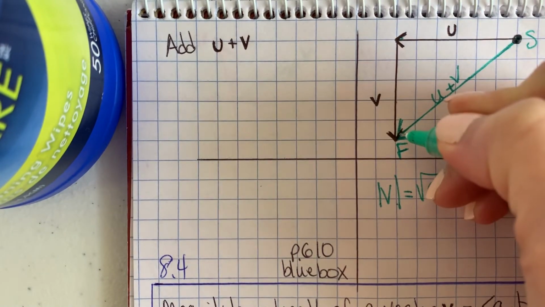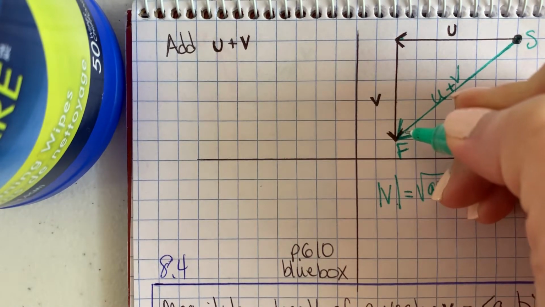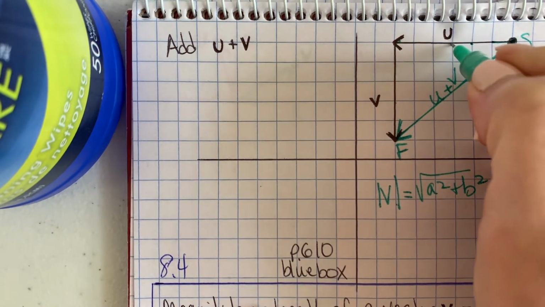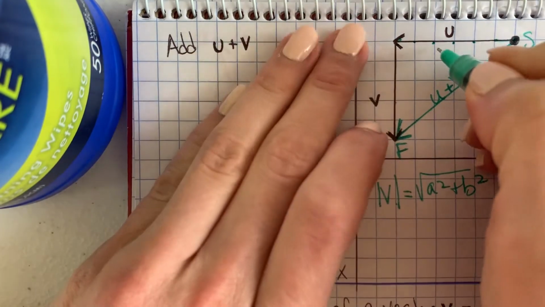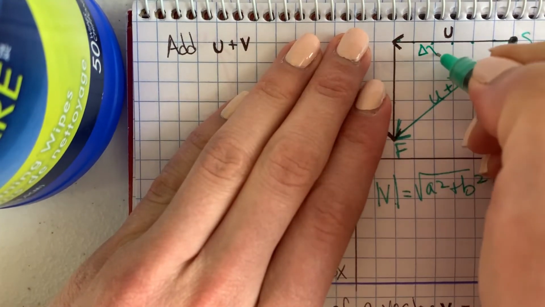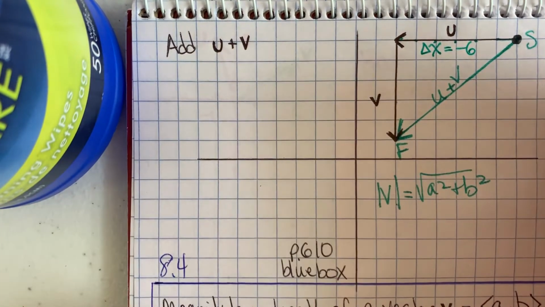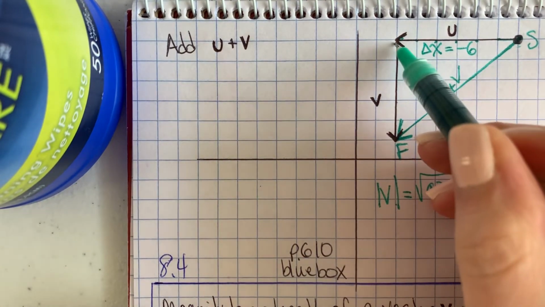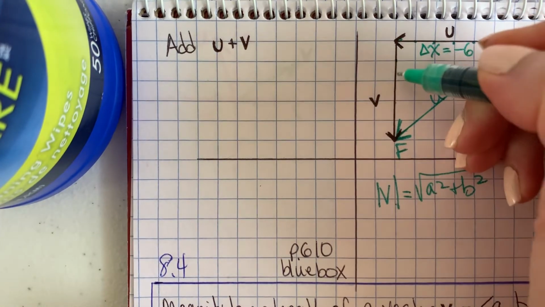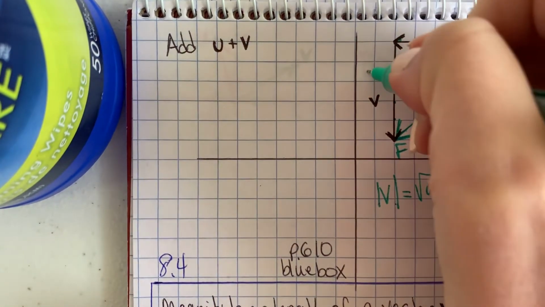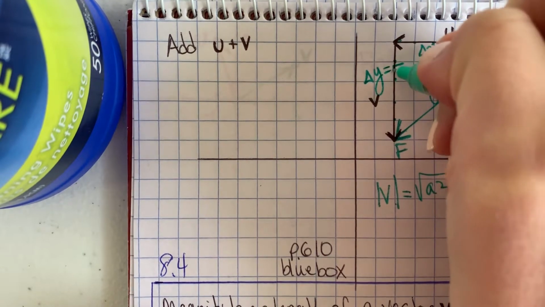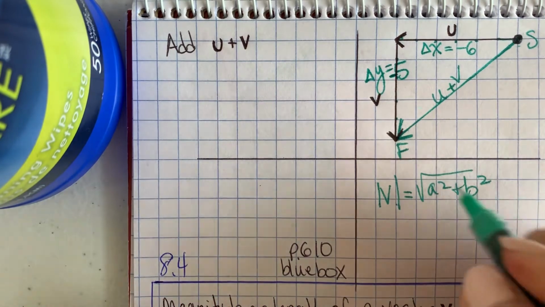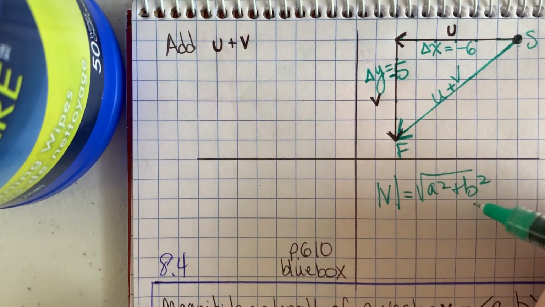Starting here, how do I get to that point? We go over, so x is first. 1, 2, 3, 4, 5, 6. So my change in x, my delta x, is -6 units, or 6 to the left. So that's my delta x, and then how do I get to this point? I went down 1, 2, 3, 4, 5. So delta y equals -5. We went down, so that is a -5. All right, a squared plus b squared.